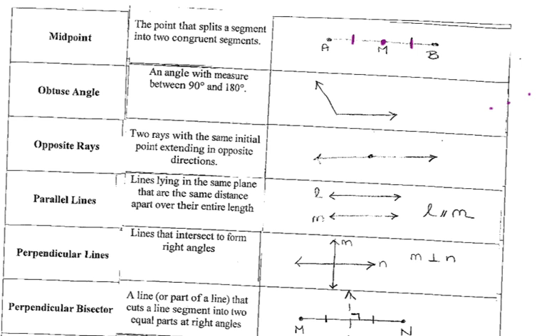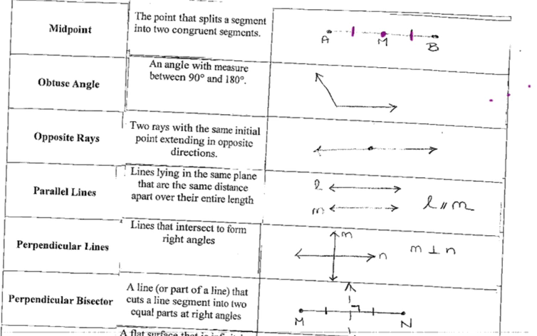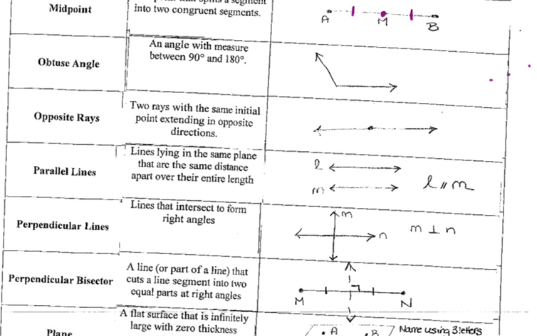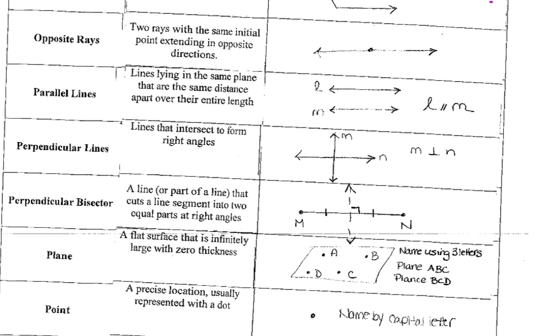An obtuse angle is any angle whose measure is between 90 and 180 degrees, and you've seen and heard that a lot before, so that's as much as I'm going to say about that one. Opposite rays, again, it's a lot like what it sounds like. So there's a ray going in that direction. Here's a ray going in exactly the opposite direction. The green ray and the red ray are going to be opposite rays.